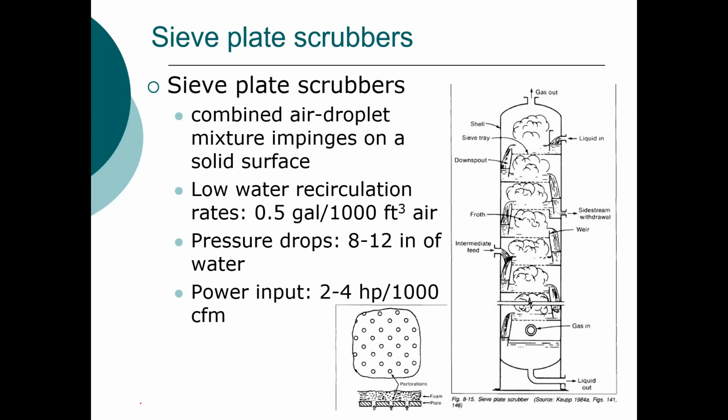Another type of unit is referred to as a sieve plate scrubber. Again, what you're trying to do is create this transfer. So basically, these are sieve plates. You can see there's multiple plates in these. You've got air coming in through the bottom, so your air is moving upward, and your liquid is flowing downward, so it's a counter current flow.